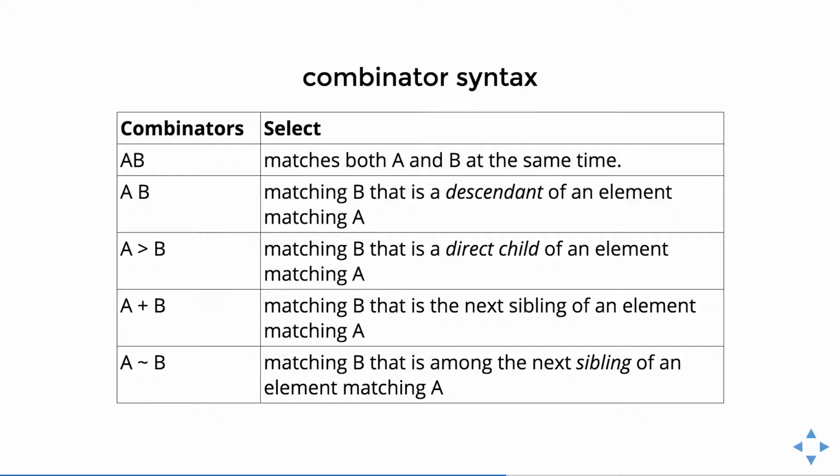This distinction here is saying only match an element if it is both A and B. So an instance would be A dot class name. It matches anything that has an anchor and this class. It has to be both, right? That's an example of that combination.